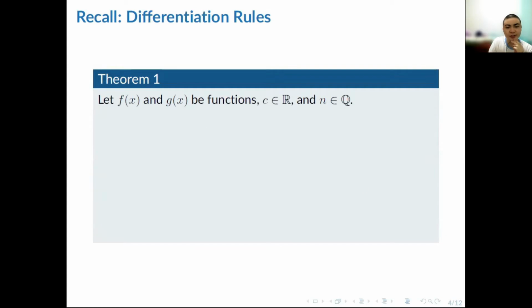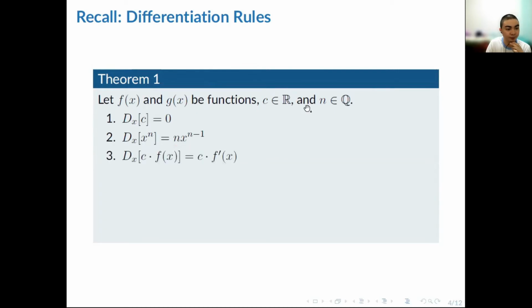Recall din natin yung rules on differentiation, no? Kasi ang hassle naman kung gagamitin natin yung mahabang formula kanina. So, let f of x and g of x be functions, c be a real number, and n be a rational number. So first things first, no? The derivative of c, which we say any real number, is 0. The derivative naman of x raised to a rational number is equal to yan, n times x raised to n minus 1. The derivative naman ng constant times f of x is equal to constant times the derivative of f of x.